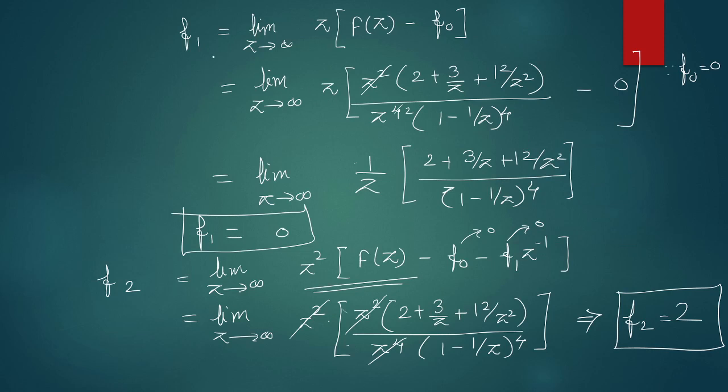Now we find f1 by using the formula: f naught, substitute the value 0, and here multiply by z, simplify the terms, then we get here 1 by z, that means again f1 value equals 0. Therefore, f2, by using the formula here, f naught is 0, f1 is 0, therefore we have to solve only this z square into F of z term. Therefore, we take z square common from the numerator and z to the power 4 from the denominator and cancel these terms, we get the value 2. In this way, we find the values of f0, f1, f2, and so on.